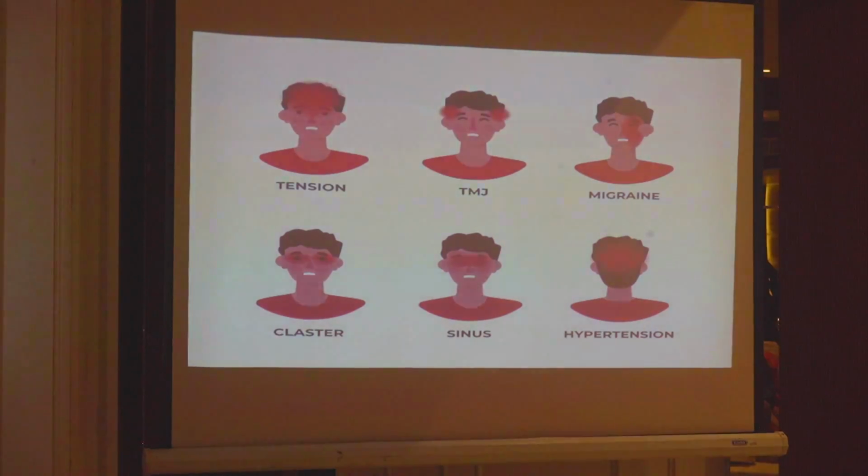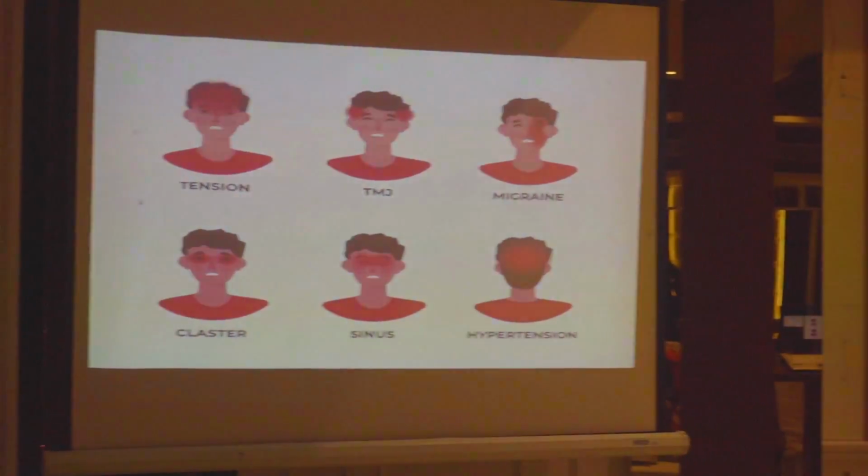Now, in primary headaches you have basically three kinds of headaches. First is migraine, second is cluster headache, and third is trigeminal autonomic headaches. Apart from that, all the other headaches are actually classified as secondary headaches.